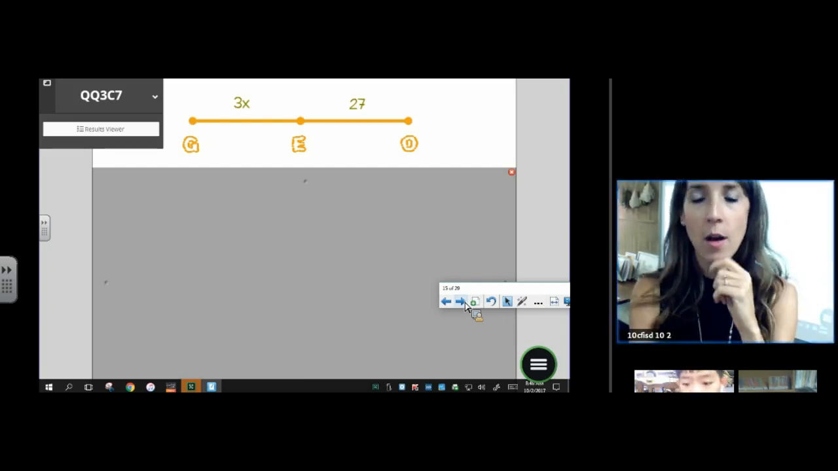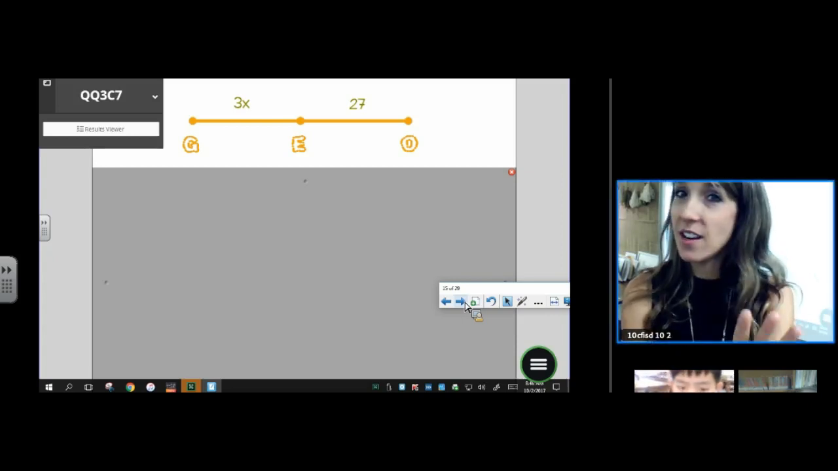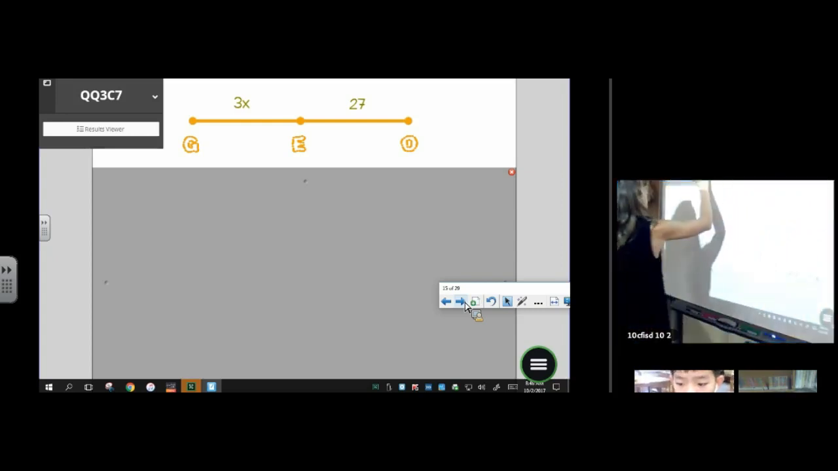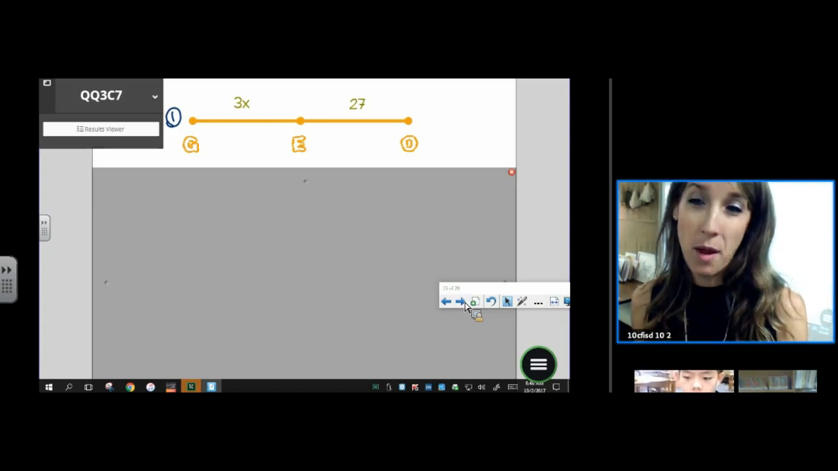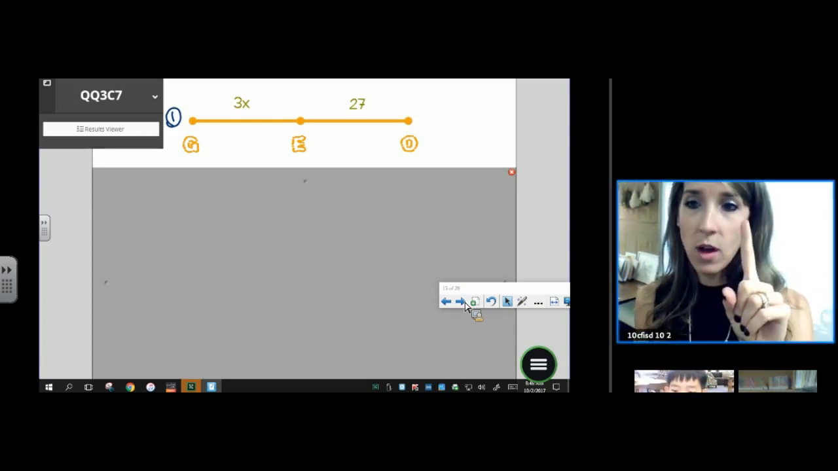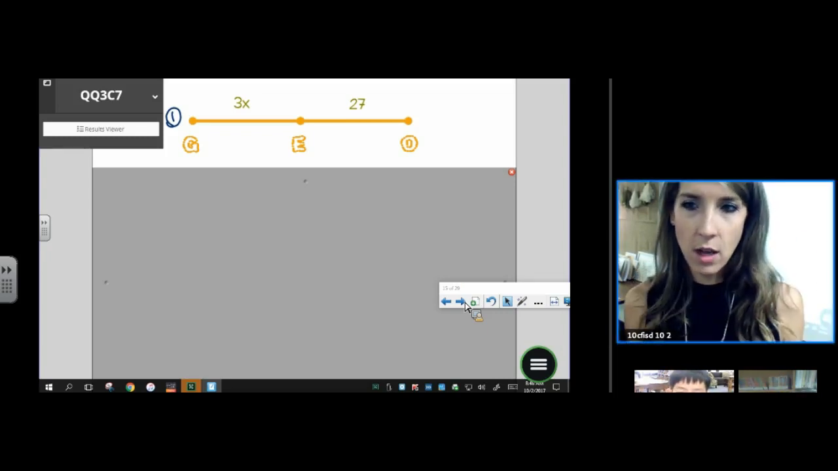Okay, right now, how would we solve this problem? Trick question, trick question. So just to let you know right now, I would never give you this problem. I would never give this to you because we actually cannot solve this problem right now. We don't know if E is the midpoint, number 1, and we don't know how long GO is, number 2. So we can't solve it.